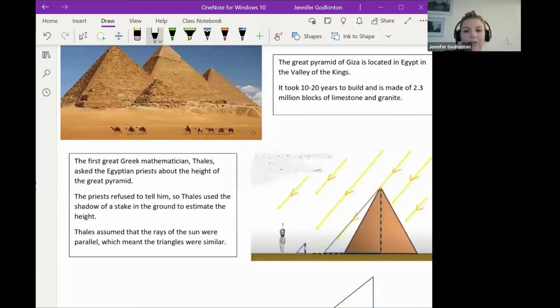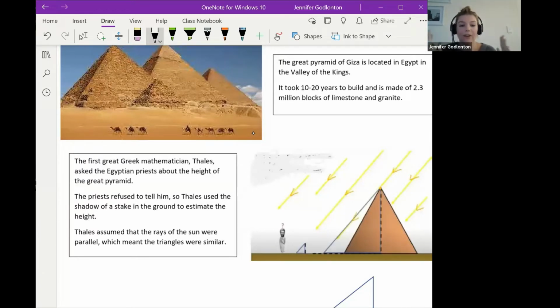And so they weren't allowed to talk about anything to do with them. They weren't allowed to know any facts. And so the priests refused to tell him. I think they just didn't know, to be honest. But I don't know. This is in ancient times, guys. So Thales, I'm not sure how you say his name properly.